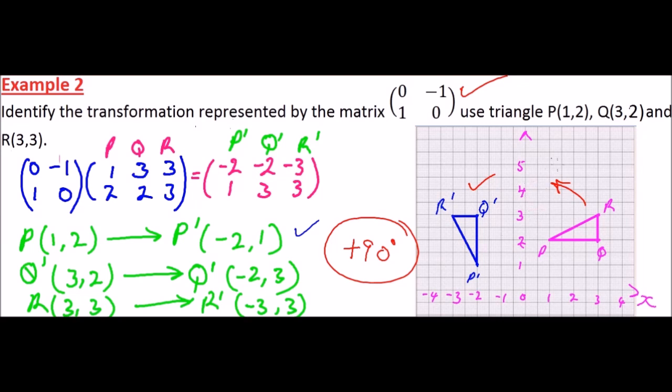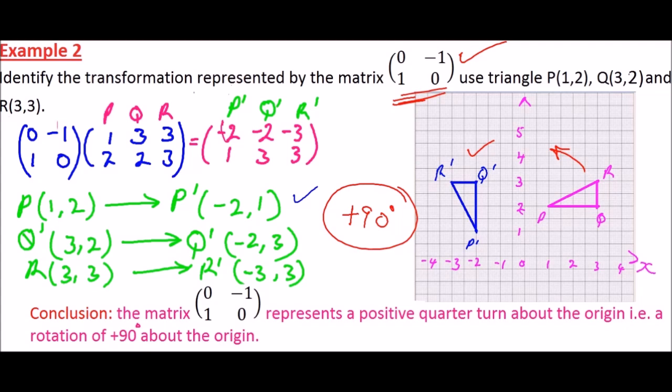We say that we want to relate the transformations represented by a matrix. The first one we saw, the matrix represented with our first example, represented a reflection through the line x equals 0. This matrix represents a different transformation, and that is a positive quarter turn.